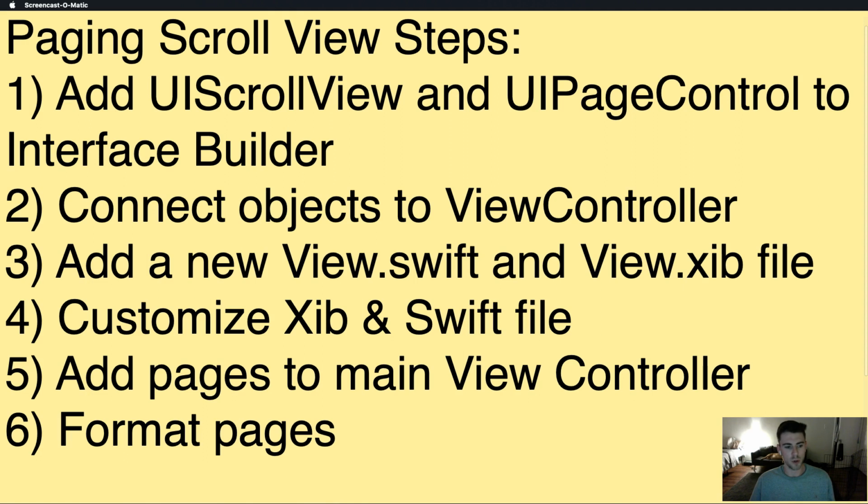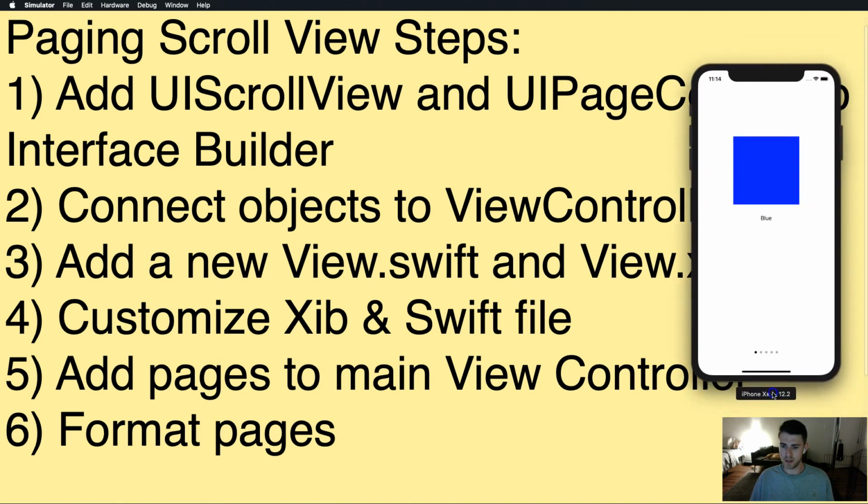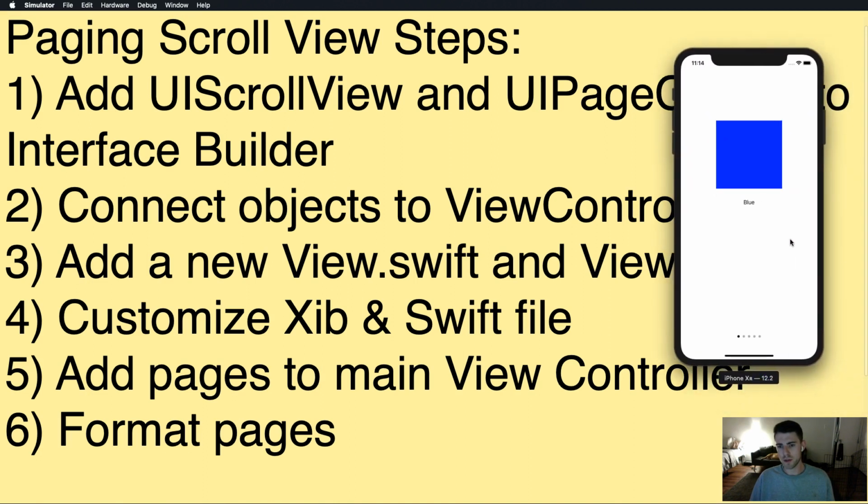And first, we're going to go over the steps here. Also, I want to show you what we're building at the end of this app, just to get a clear idea of what we're looking at here. So we have this view, and we swipe, and it goes blue, green, purple, red, orange. So if you're looking to do something like this, yeah, keep watching.